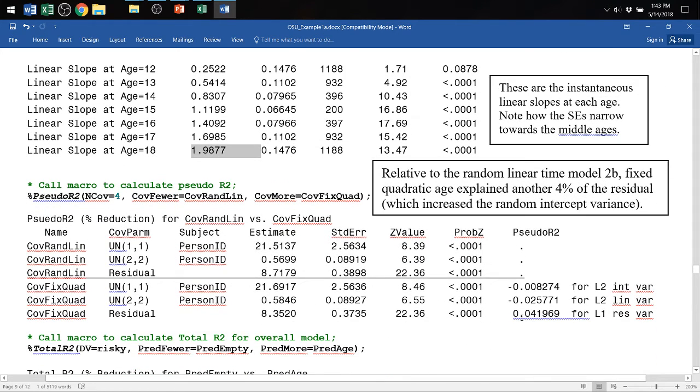And indeed it did. Relative to the random linear model that we had before, here's the pseudo R-square. We had 8.7 down to 8.3. That's a reduction of another 4%. So of the why-are-you-off-your-line variance that remained, after giving each person their own linear slope, adding a fixed rate of acceleration captured another 4% of that remaining level 1 residual.